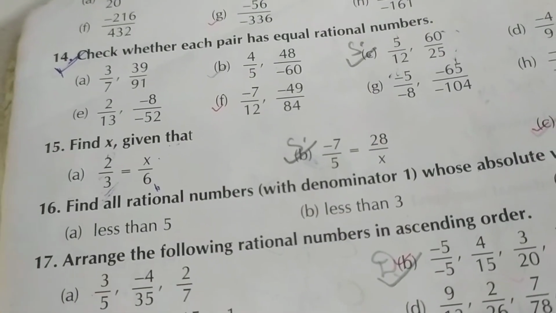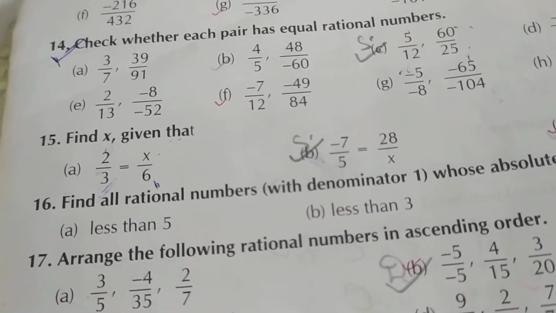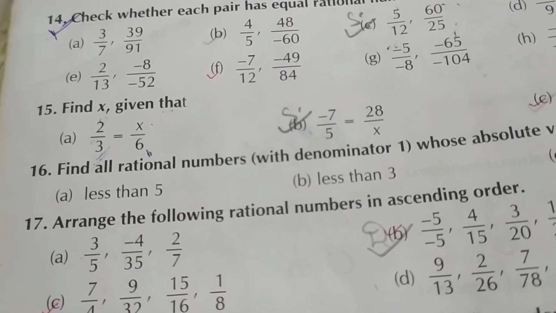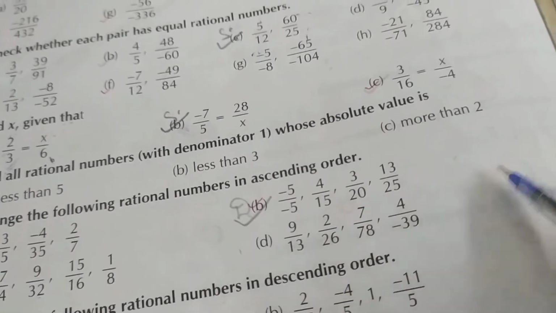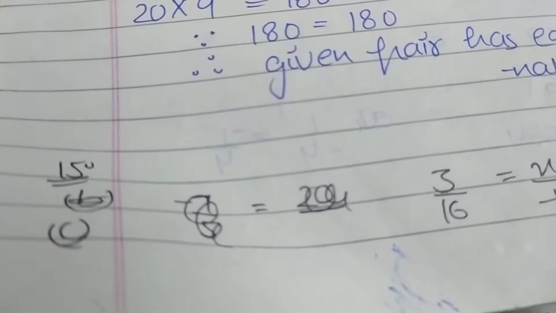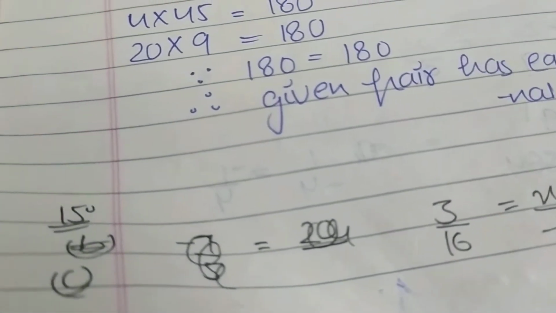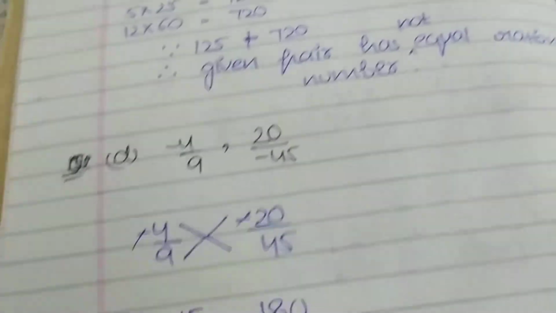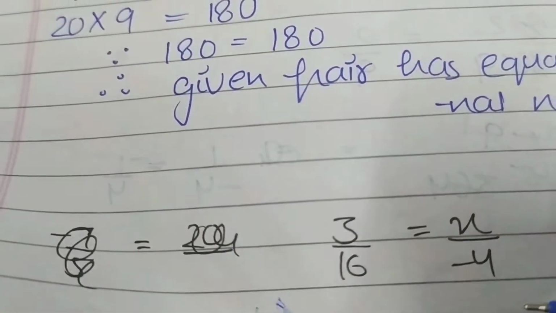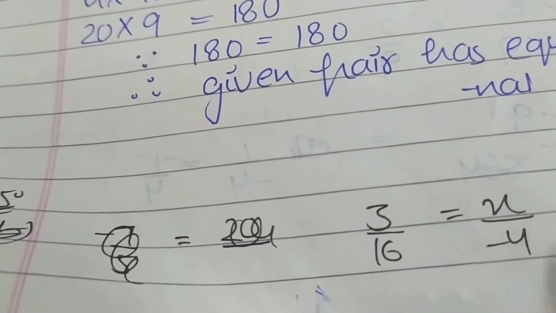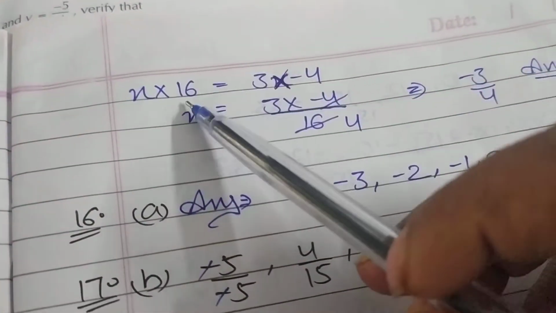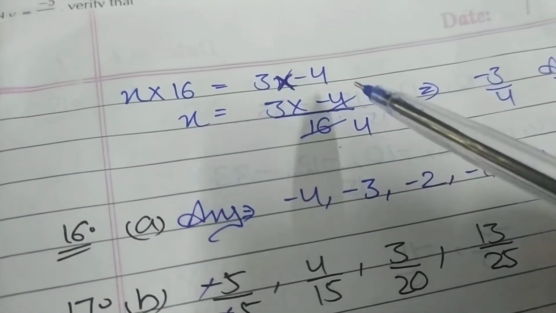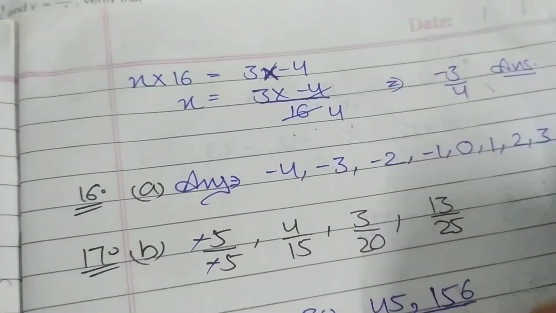Question 15, find x given that 2 upon 3 is equal to x upon 6. Students, I am telling you the C part. 3 upon 16 is equal to x upon minus 4. So do the cross multiply. 3 into minus 4 is equal to x into 16. So x is equal to 3 into minus 4 upon 16. 4 fours are 16. So minus 3 upon 4 is the answer.